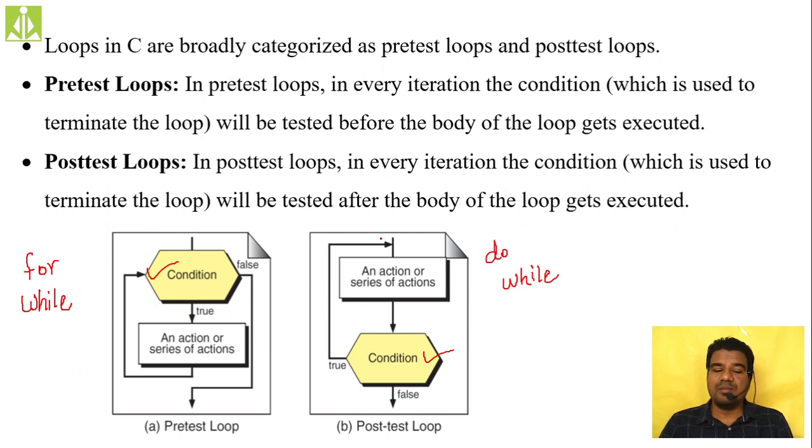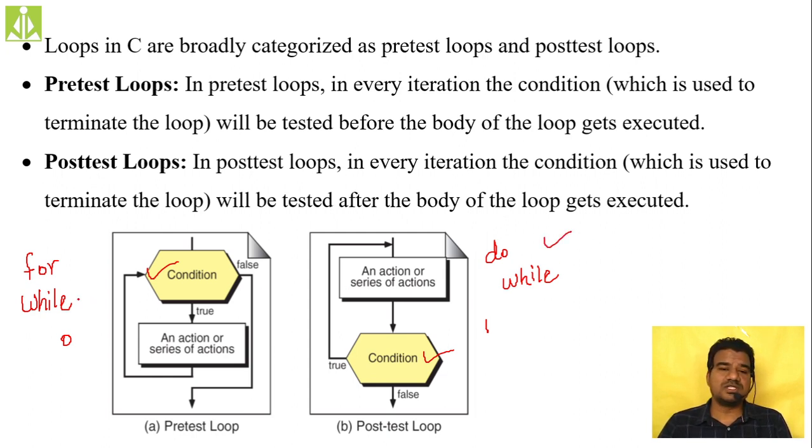Because of that, even if your condition becomes false in the first iteration, by that time the body of the loop has already been executed one time. So here the minimum number of times the body of the loop gets executed is 1, and here the minimum number is 0. Remember this. That means at least once the body of the loop will be executed when you use the do while loop.